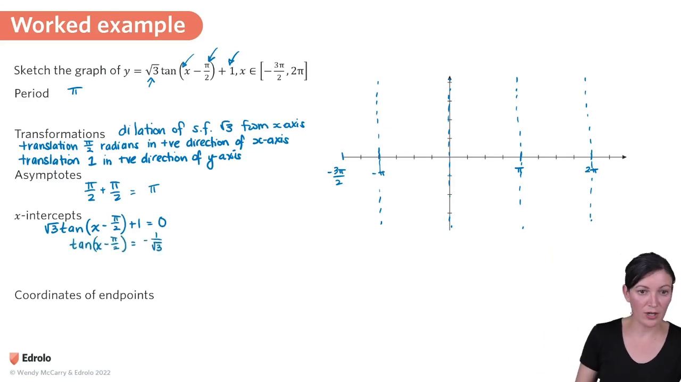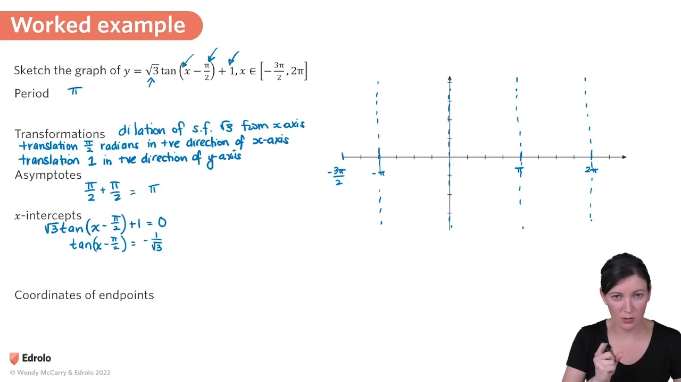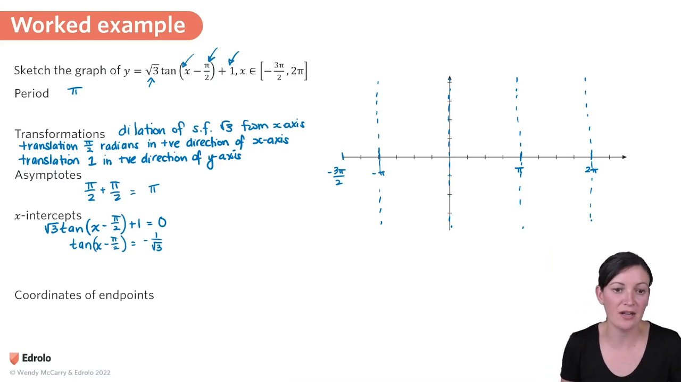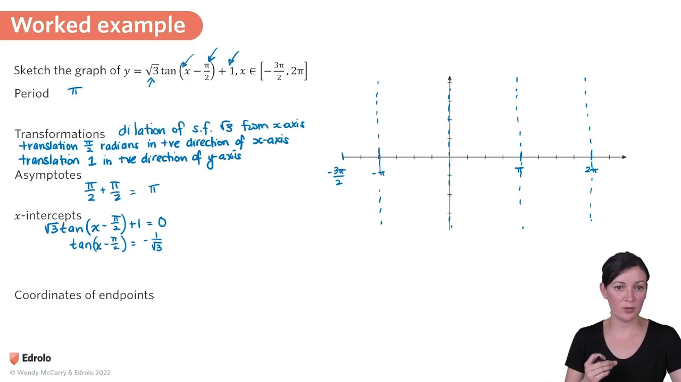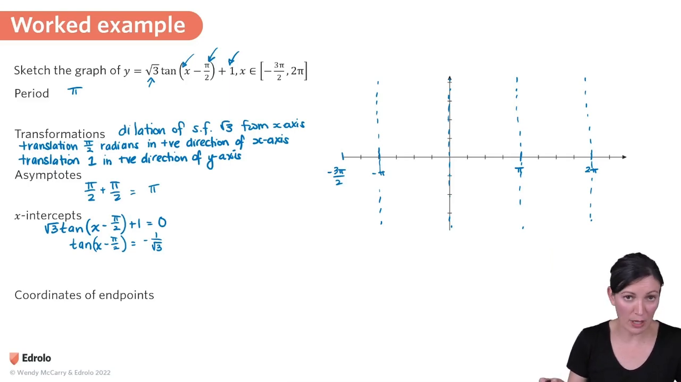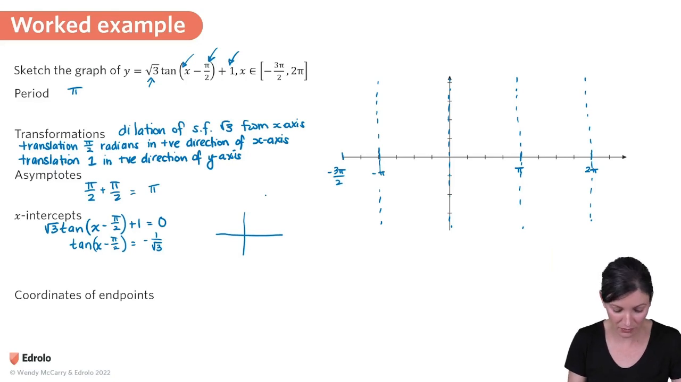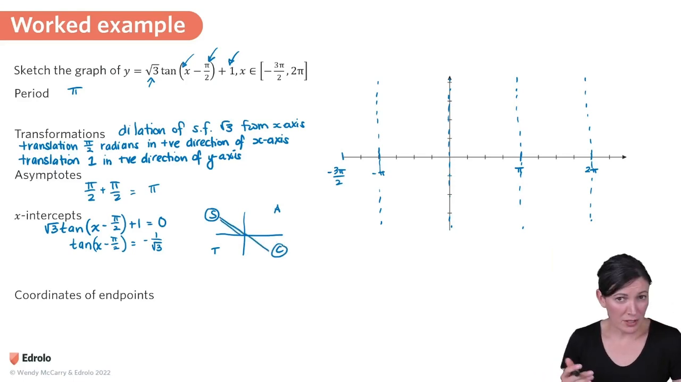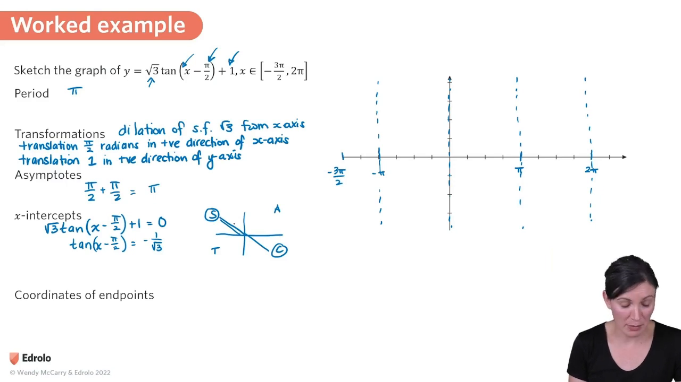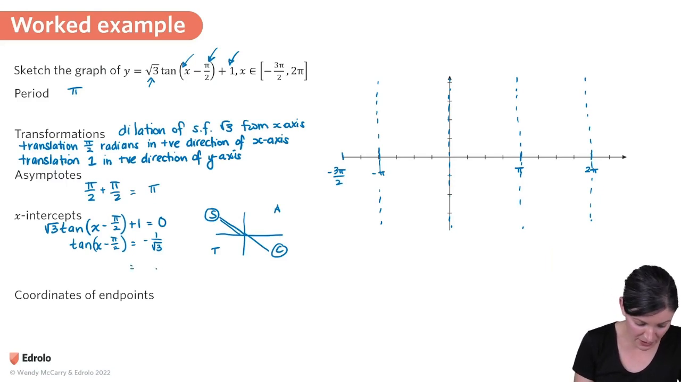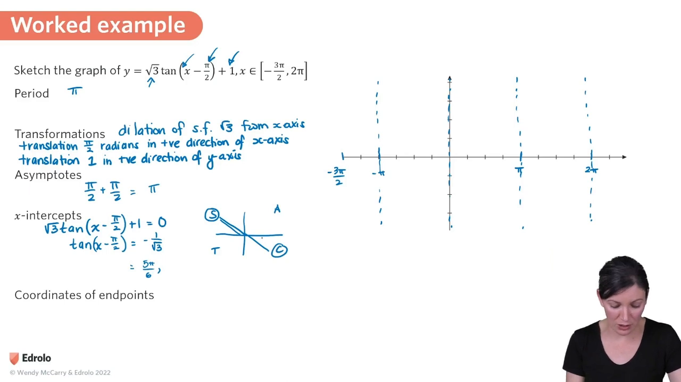What I want to solve for is where is tan of x, we'll just ignore the inside bit for a second, equal to negative 1 on root 3? My reference angle there is pi on 6, but this time I'm looking for where tan is negative. Tan is negative in the second and fourth quadrants, so I'm looking for angles within those quadrants. My first positive angle would be pi minus pi on 6, which is 5 pi on 6. And then my second positive angle would be 2 pi minus pi on 6, which is 11 pi on 6.